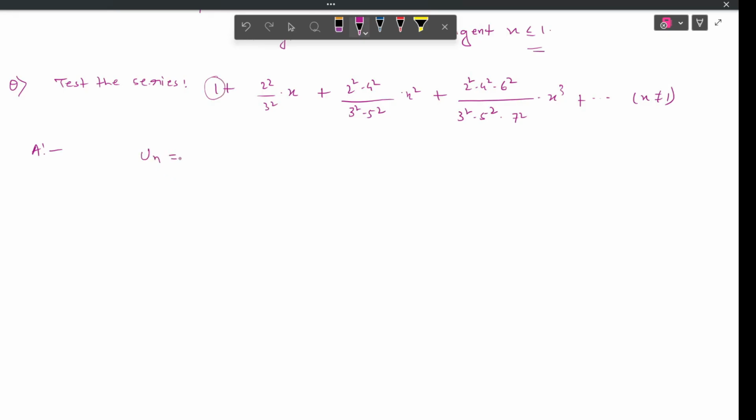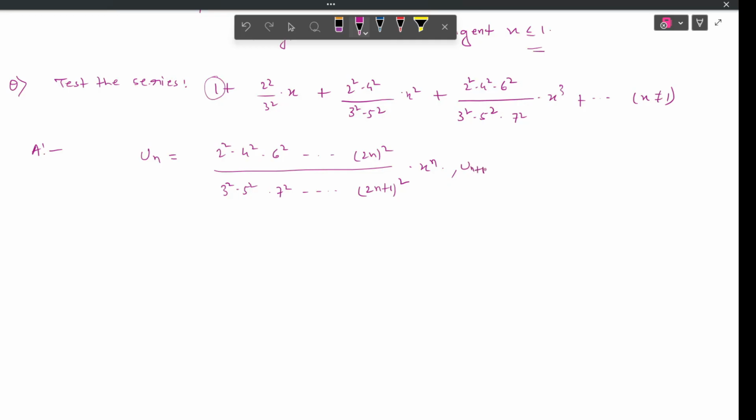So our nth term would be 2 square, 4 square, 6 square up to 2n square divided by 3 square, 5 square, 7 square up to 2n plus 1 square into x to the power n. See, if you put 1, then you have to take one term, that is 2 square. If you put 1, then it will be 2 plus 1, that is 3 square, and this is x. If you put 2, then you have to take two terms, that is 2 square, 4 square by 3 square, 5 square into x square, right? That's how this series will go.